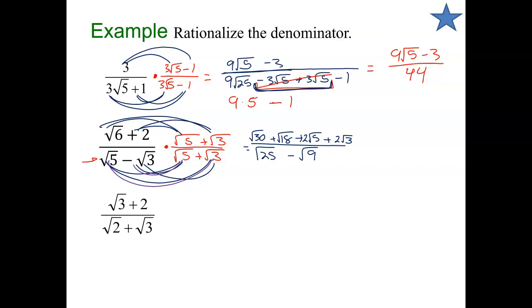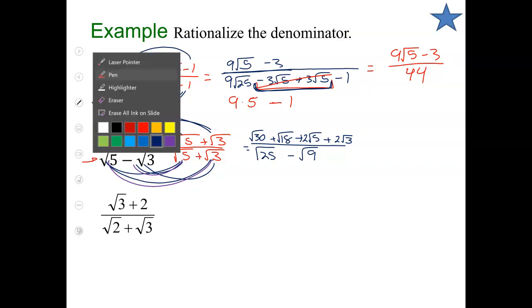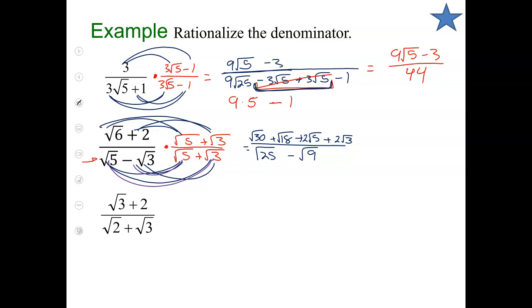Okay? Simplify the denominator first. What's the square root of 25? 5. Square root of 9. Okay, so 5 minus 3 giving me what? 2. Can I simplify any of these in the numerator? Which one? Square root of 18 simplifies to what? Let's break it apart first. What are my factors of 18? 9 and 2. Because I want the perfect squares, right? Okay. So I can square root that in just a moment.